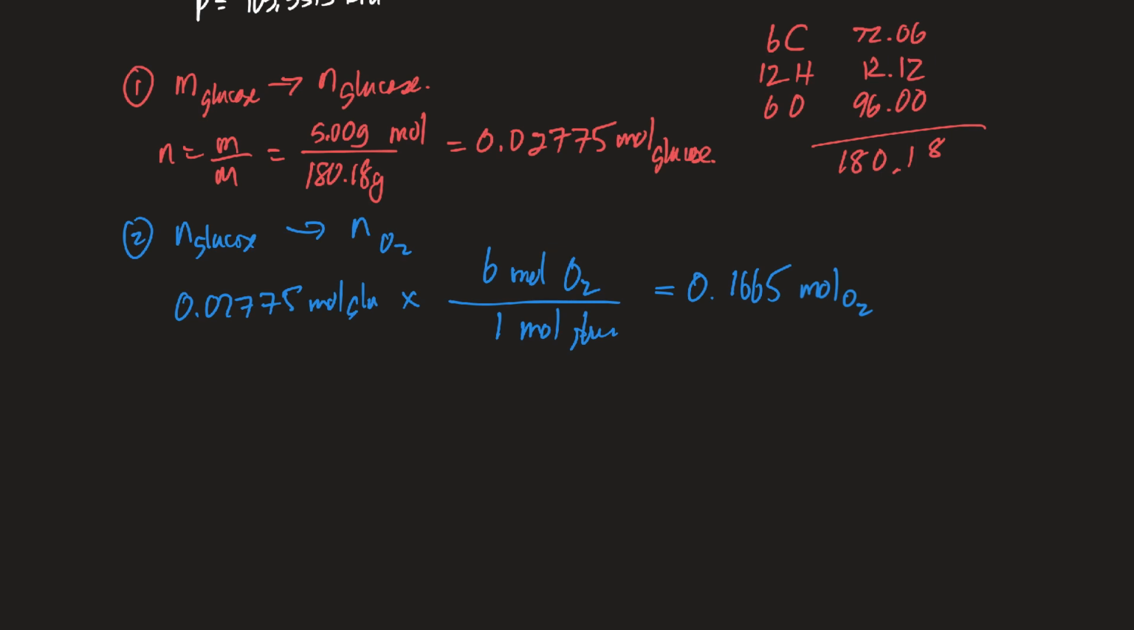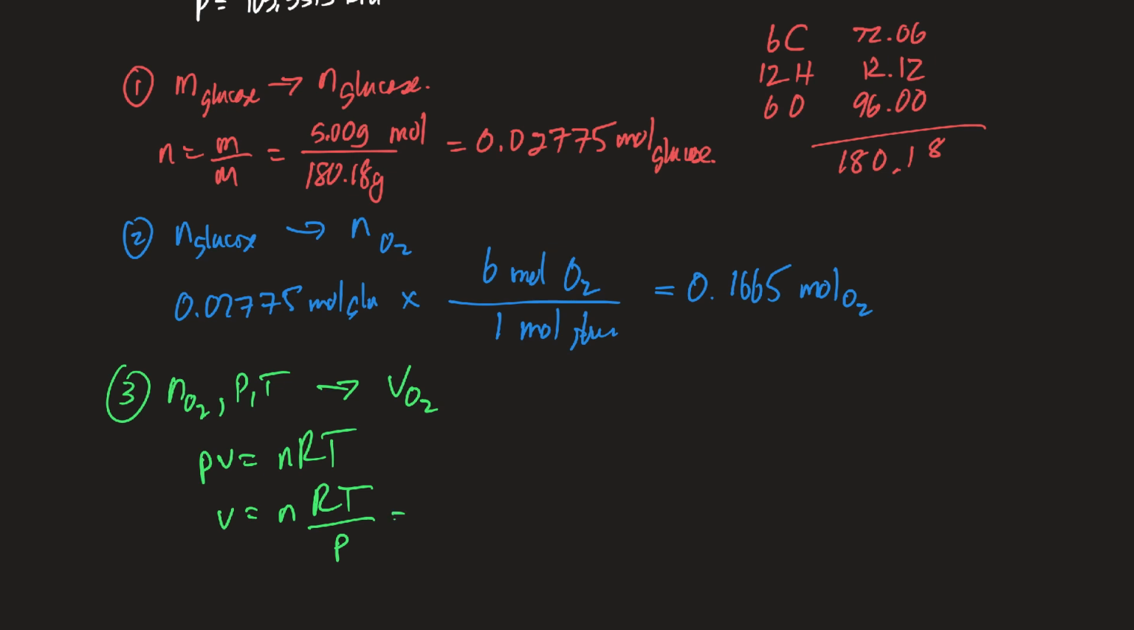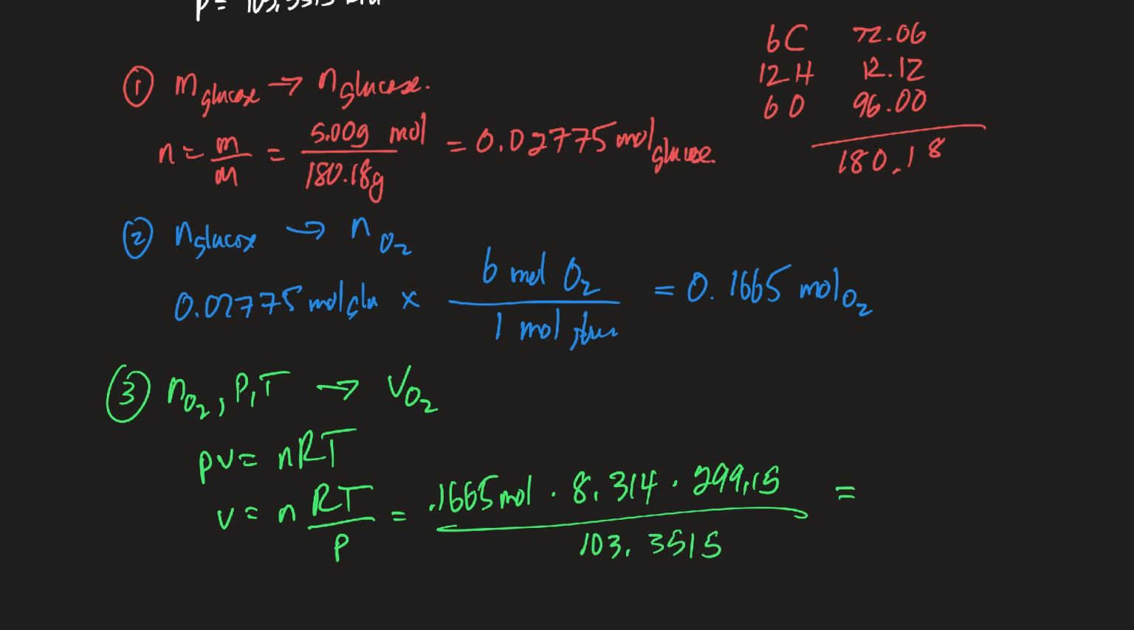Okay, so that's moles of oxygen. And now, step 3 is to take the moles of oxygen and the pressure and temperature that they gave us and convert that into volume of oxygen. So I use the ideal gas law, looking for volume. So the moles are 0.1665 moles of oxygen times 8.314 times the temperature was 299.15 divided by the pressure, 103.3515. So multiply that out, and that'll get you your volume. Hope that helps.